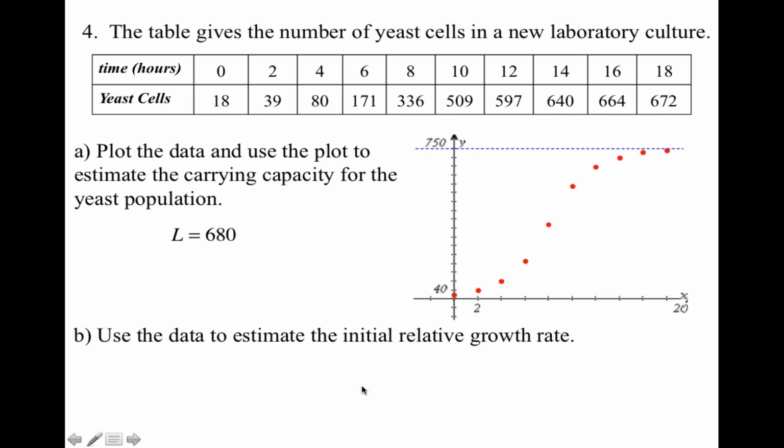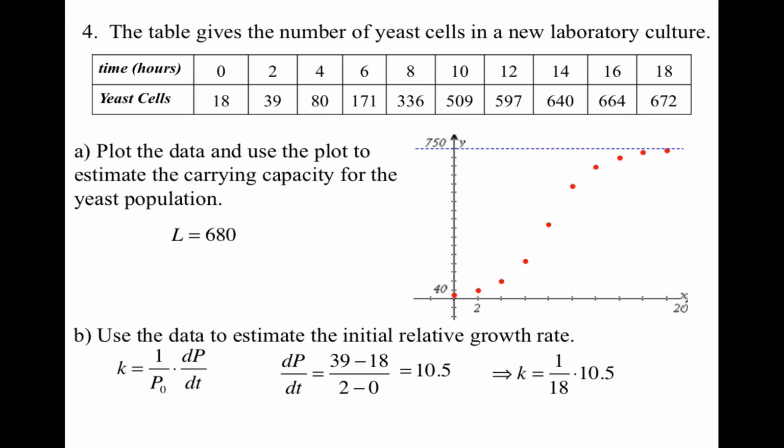All right, now we're going to use the data to estimate the initial relative growth rate. Because I don't have too much information, I have this definition of the relative growth rate from a few topics ago, where K equals 1 over the initial times the rate. To find the initial relative growth rate, I want it at the start. So I'm going to use these two starting points to help me find the growth rate. I'm going to use my good old trusty slope formula for rate. So 39 minus 18 over 2 minus 0 will give me a rate of 10.5.